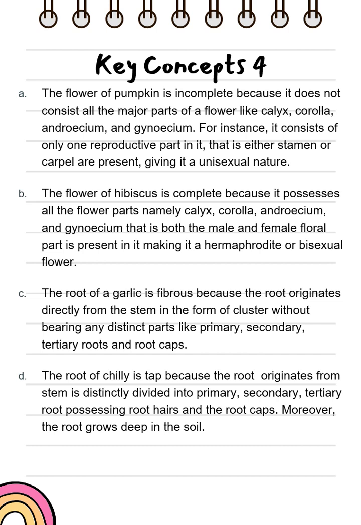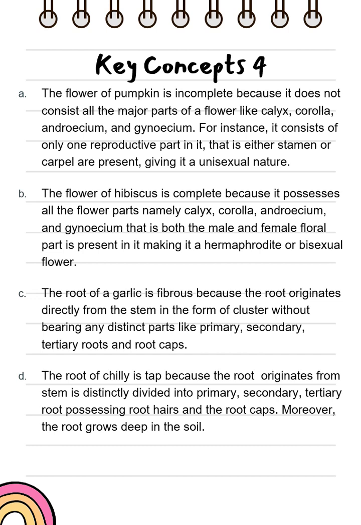Key concepts 4. The flower of pumpkin is incomplete because it does not consist of all the major parts of a flower like calyx, corolla, androecium, and gynoecium. For instance, it consists of only one reproductive part, that is either stamen or carpel is present, giving it a unisexual nature. The flower of hibiscus is complete because it possesses all the flower parts, namely calyx, corolla, androecium, and gynoecium, that is both the male and female floral parts are present in it, making it a hermaphrodite or bisexual flower.